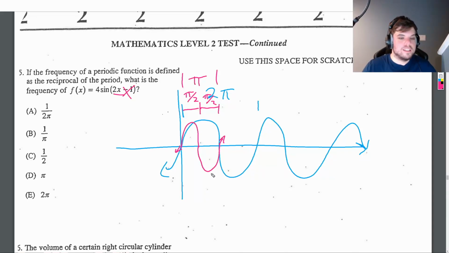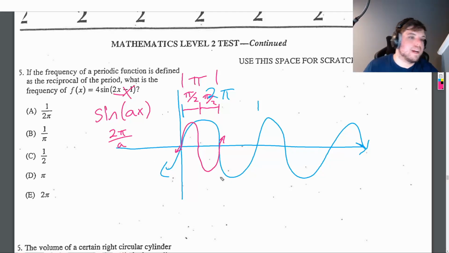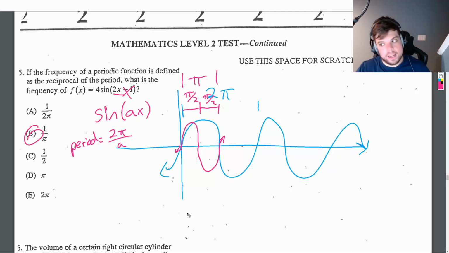So that's why, if you have the sine of ax, its period is 2 pi divided by a. In this case, 2 pi divided by 2. Okay, so then the frequency is the reciprocal of the period. So in this case, if our period is pi, the frequency is 1 over pi, making 35b.